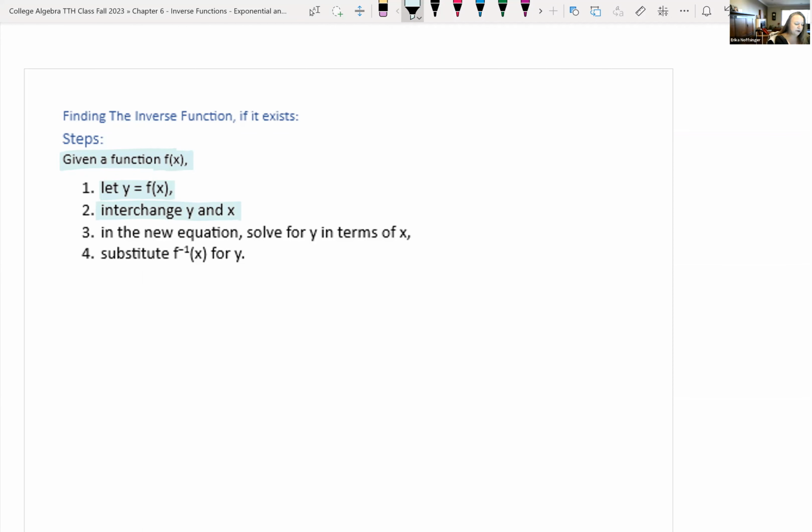Then in the new equation, we're going to solve for y in terms of x. So we're going to get y by itself, then have y equals. Once we've got y by itself and y equals, we can substitute f inverse of x in for y, and we found our inverse function.